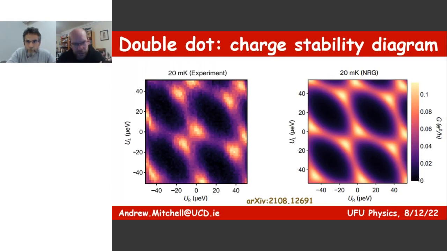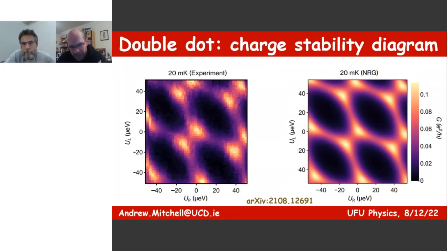The other thing I'd like to say is there's a regularity of this charge stability diagram that's shown here on the left. The fact that it has this nice periodic structure is coming from the fact that the two dots have the same properties. You would get distortions to that if they were not nominally the same.